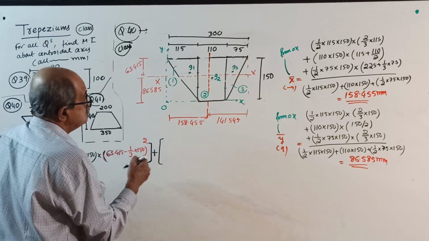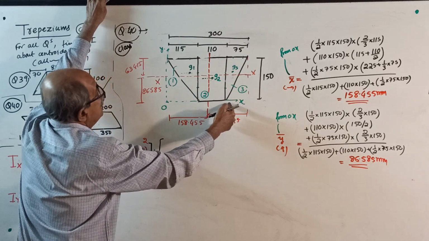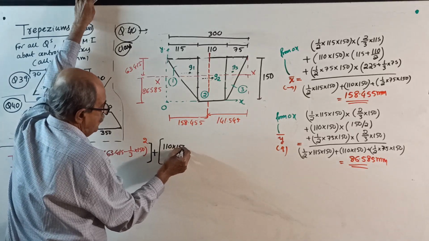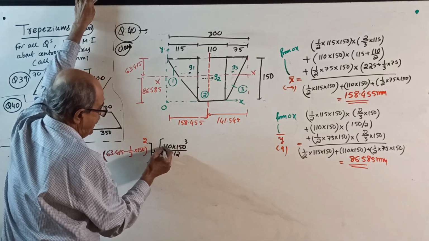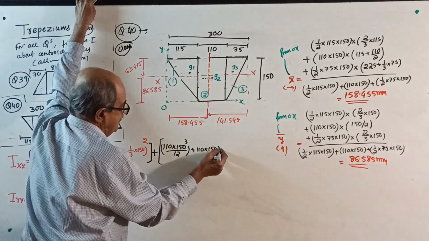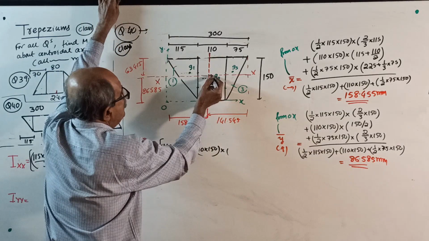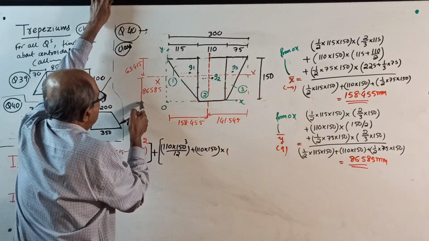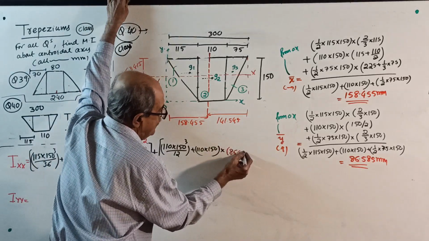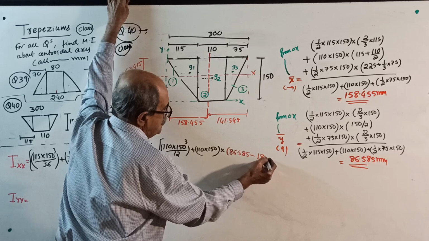Figure number 2. I about its own centroidal axis: 110 into 150 cube divided by 12. Plus area: 110 into 150 is the area, into the distance square from the centroid to here, 86.585 minus half of 150, whole square.